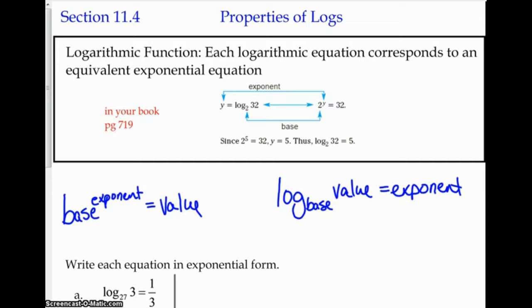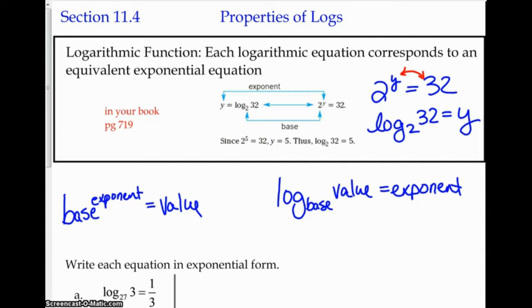So what happens, like in this problem, we have 2 to the y power equals 32. I'm going to show you this a little bit better. 2 to the y equals 32. All we're trying to do is show how we can write this in a log function instead of an exponential function. The way I was taught is that you switch around your exponent and your value, and then you add the word log. So now it's log base 2 of 32 equals y.